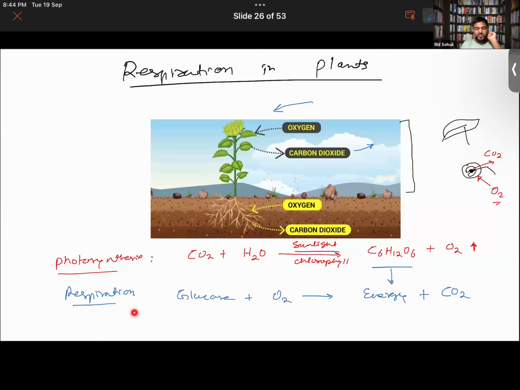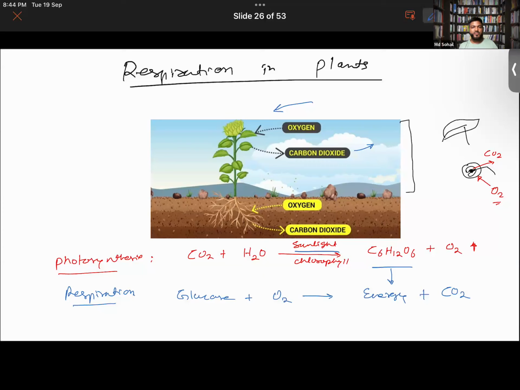No, no, we are not talking about photosynthesis, we are talking about respiration. In the process of respiration, glucose is reacting with oxygen to give out carbon dioxide. Plants take in oxygen from the air and give out carbon dioxide in the process of respiration.